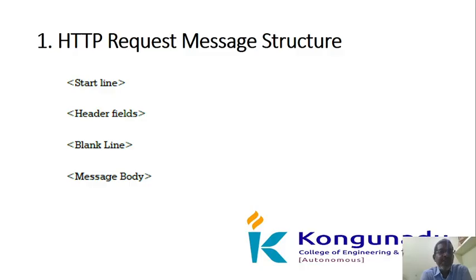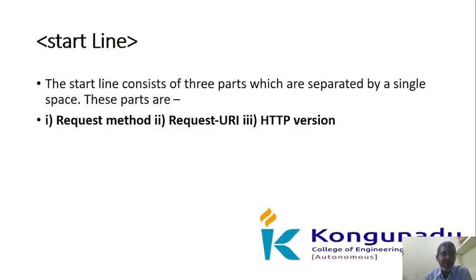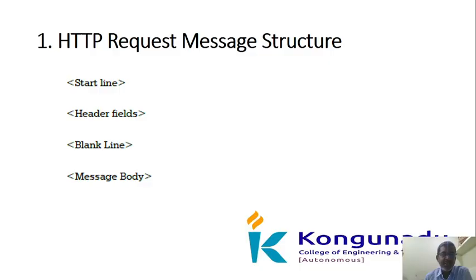First is the start line, then header fields, a blank line, and then the message body. We can see them one by one. So the start line, header fields, blank line, and message body. Of course, keep this in mind: this is only for the request message. Next we are going to the response, which will look similar. Don't get confused. This is the HTTP request message structure.